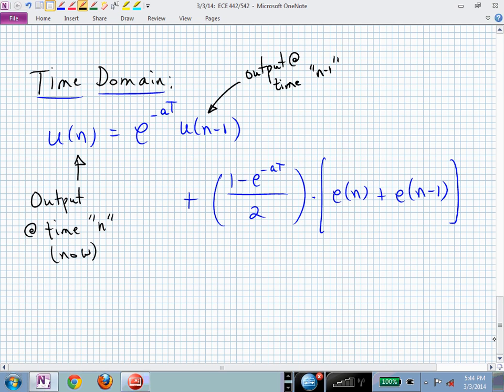These two terms, this is the input at time n, which is now, and this is the input one time step before.